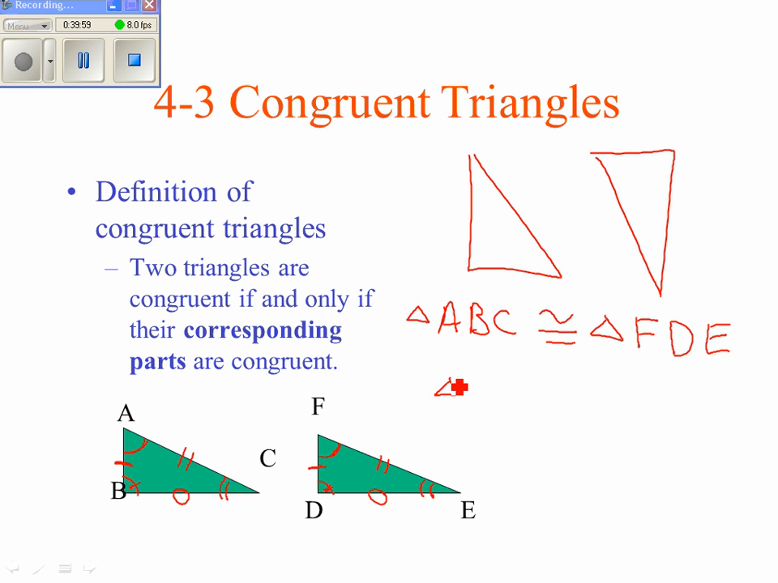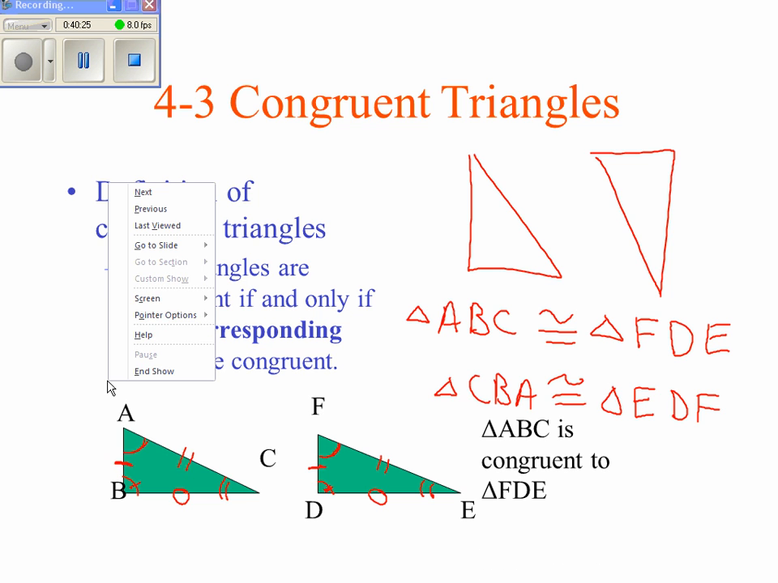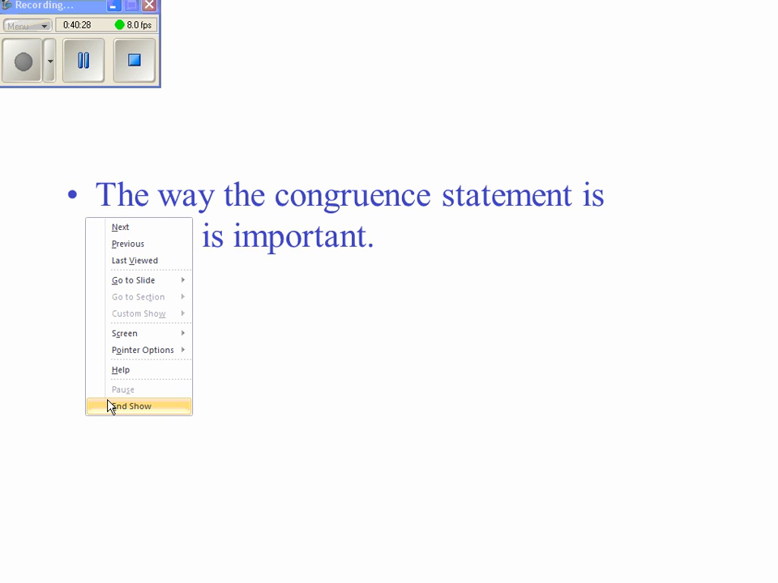Somebody name that first triangle a different way for me. CBA. How would the second triangle have to be named? EDF. Say it again. EDF. Just make sure that you match up corresponding things when you're naming it. I could do CAB. And that's what we just covered. The way you write the congruency statement is very important. You've got to make sure you match everything up. If you don't match it up, then the way you named it is going to be wrong.